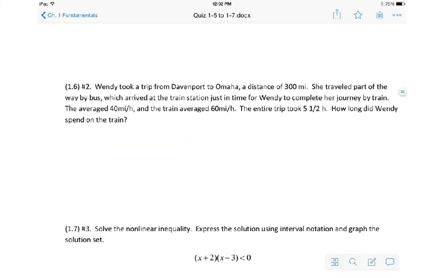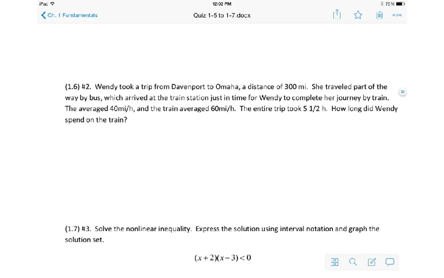For problem number 2, in order to do these mixture problems, we're going to make ourselves a little chart to help us organize the data. So Wendy took a trip from Davenport to Omaha, a distance of 300 miles. She traveled part of the way by bus, which arrived at the train station just in time for Wendy to complete her journey by train.